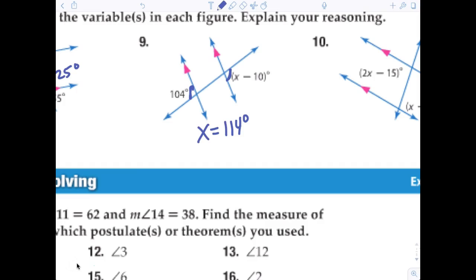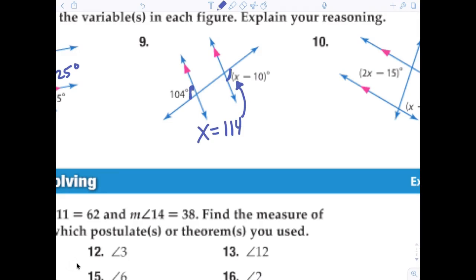Anybody have any objections? Now, technically, X is not really 114 degrees. Does everybody agree with that? I want to make sure I'm technically correct. It's just 114, right? Because X is a value. X just is a number that goes in there.